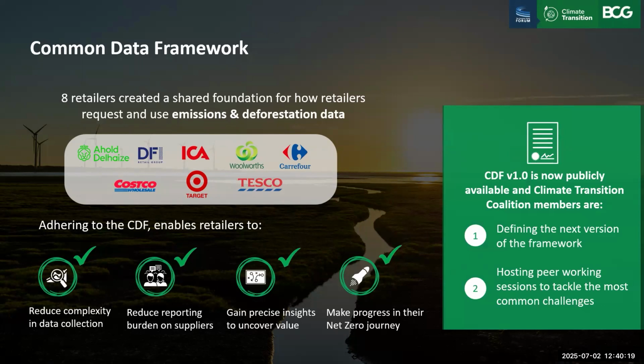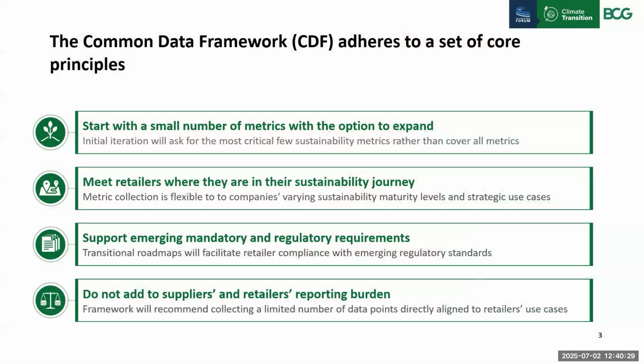To address this, a retail task force working with the Consumer Goods Forum Climate Transition Coalition has developed the Common Data Framework. The Common Data Framework creates a shared foundation for what emissions and deforestation data retailers should request, how they request it, and how they use it. It focuses on the most critical metrics: Scope 3 Category 1 emissions and deforestation and conversion-free sourcing. The Common Data Framework provides a transitional roadmap designed to meet retailers wherever they are in their decarbonisation journey.